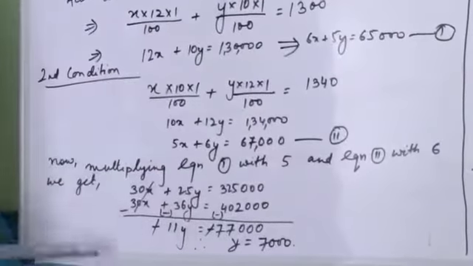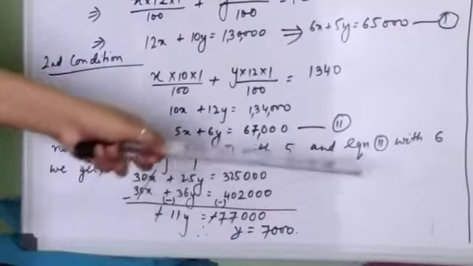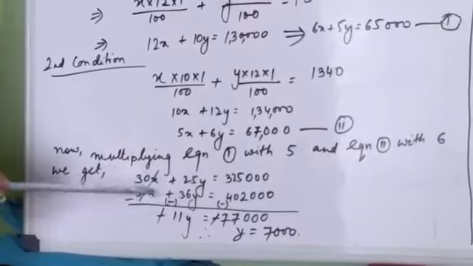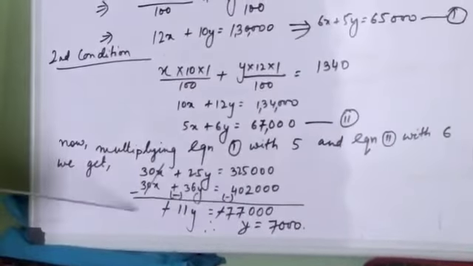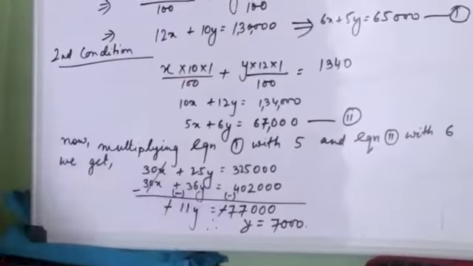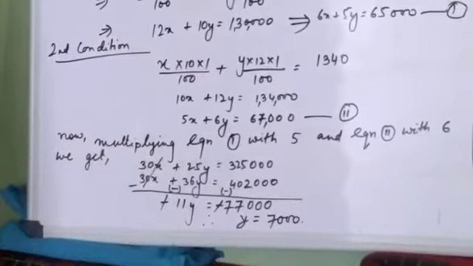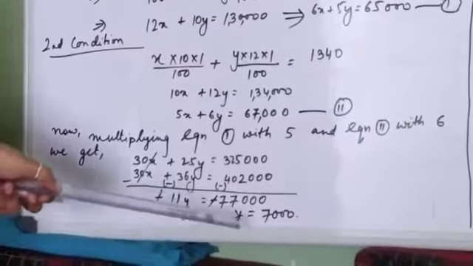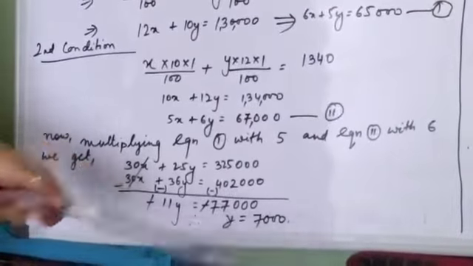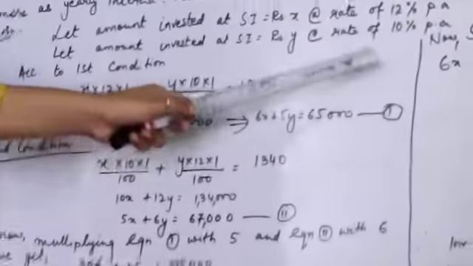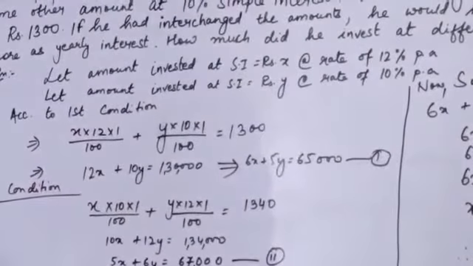I have used x. So you have 30x. I have multiplied equation 1 with 5 and equation 2 with 6. So you get 30x plus 25y is equal to 3,25,000, and 30x plus 36y is equal to 4,02,000. So when you solve this, you get 11y is equal to 77,000. So y is equal to 7,000. That means he has invested rupees 7,000 at the rate of 10% per annum.